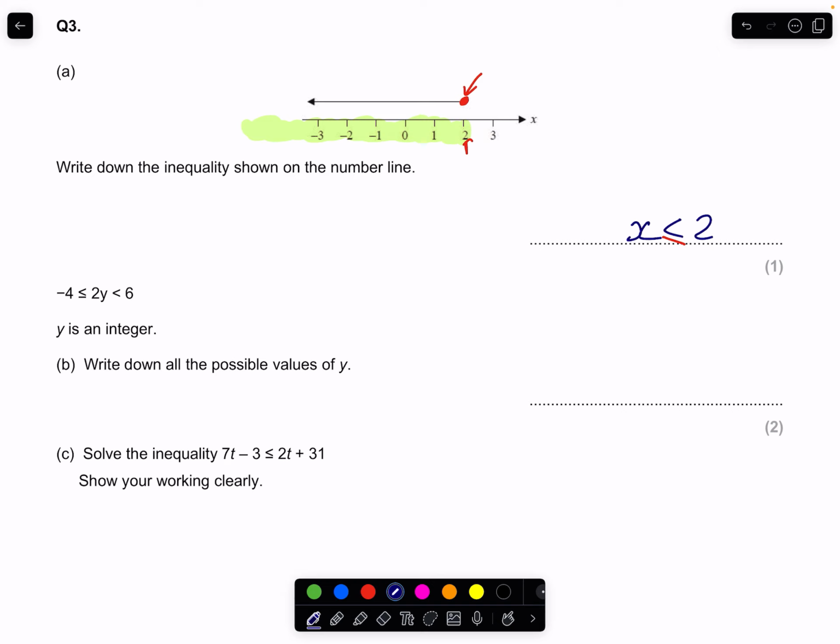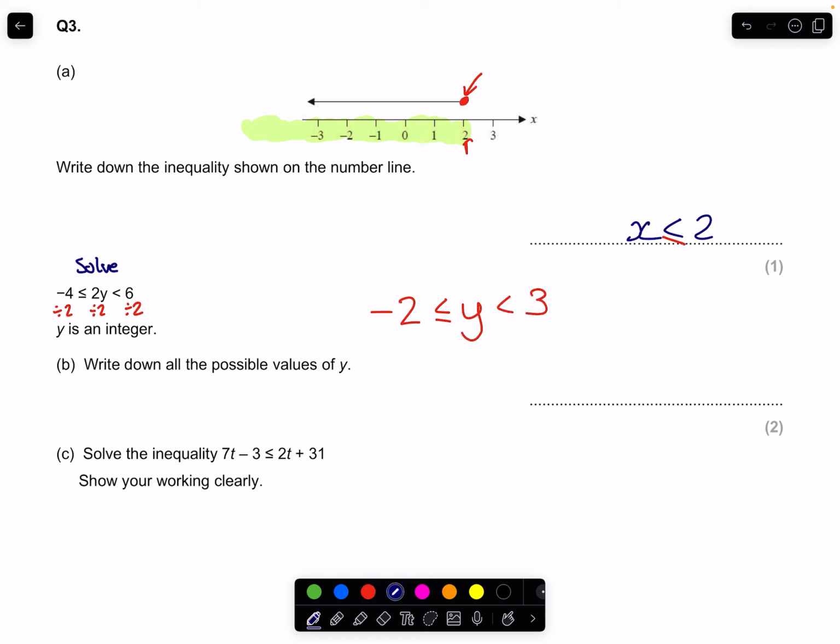Part B, if -4 is less than or equal to 2y is less than 6, we're told that y is an integer, a whole number, and we're asked to find all of the possible values of y. So the first thing we need to do is solve this inequality and be able to express it in terms of y's only. If we divide all 3 sides of this inequality by 2, we're going to get the following. -2 is less than or equal to y is less than 3.